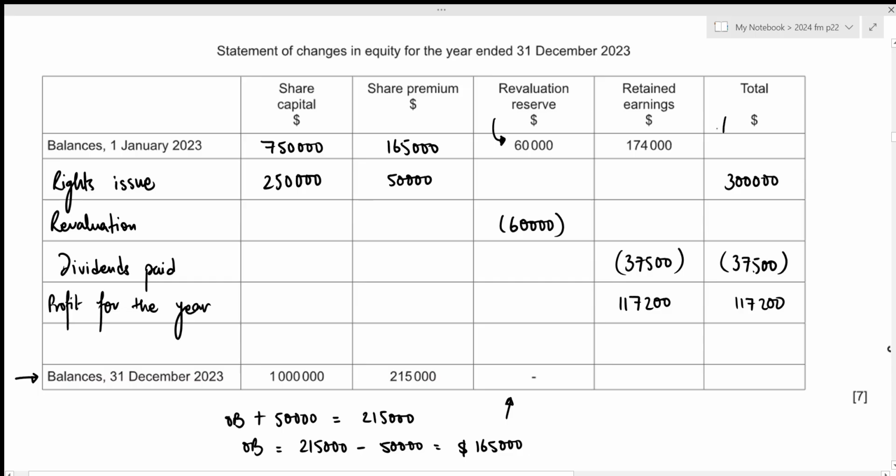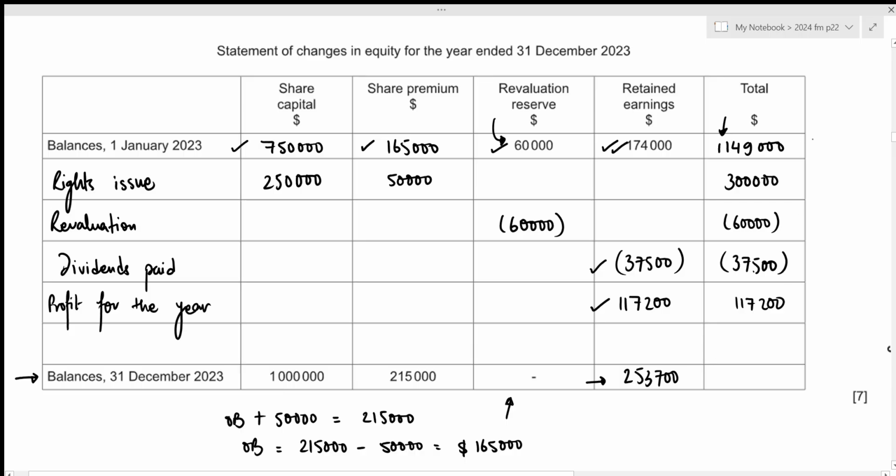Alright, first of all, let's calculate this total value for our opening balances. That will be 750,000 plus 165,000 plus 60,000 plus 174,000, which results in 1,149,000. Okay, for revaluation, the total is 60,000. Now the closing balance for the retained earnings will be 174,000 minus 37,500 plus 117,200, which results in 253,700.